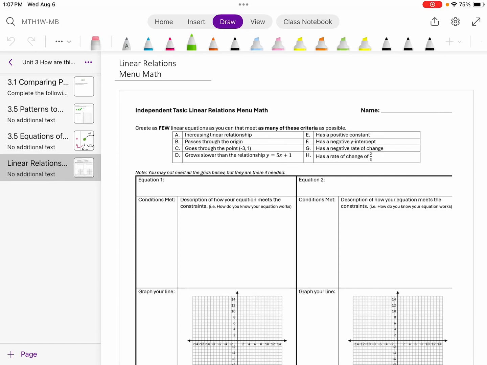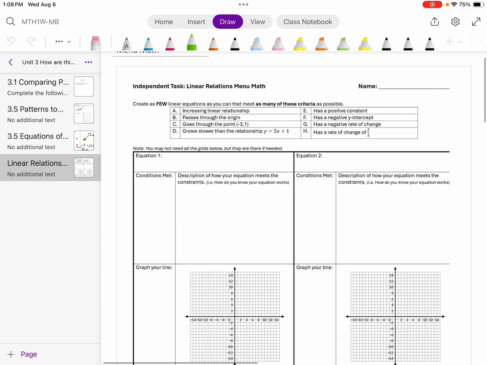Okay, so instead of a test in this unit, you're going to do a menu math task. And I thought I'd make a video to explain to you what a menu math task is and how you're going to go about completing it. So your goal is to come up with as few linear equations as you can that meet the criteria that are given in this chart. So your goal is to come up with an equation that meets all of these things.